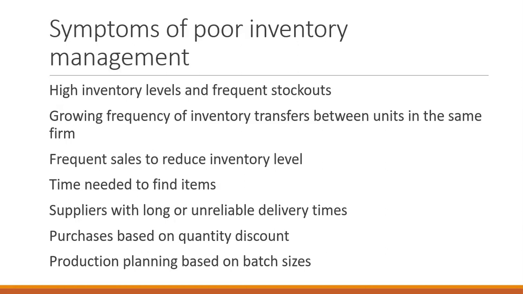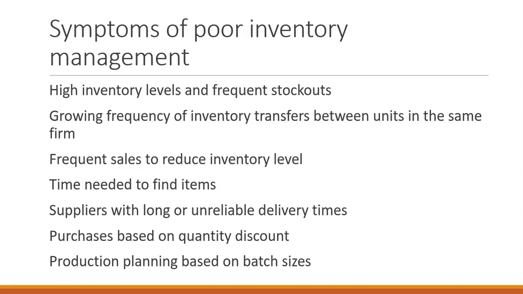We have suppliers with long or unreliable delivery times. So we can't trust our suppliers to get stuff to us on time, so we can't develop any kind of consistency. So we need to find new suppliers if we're going to manage our inventory well.